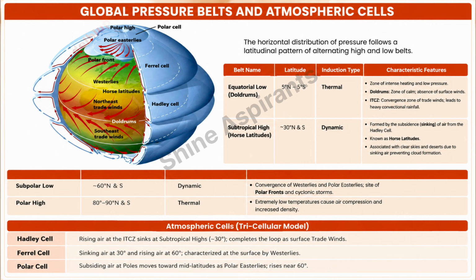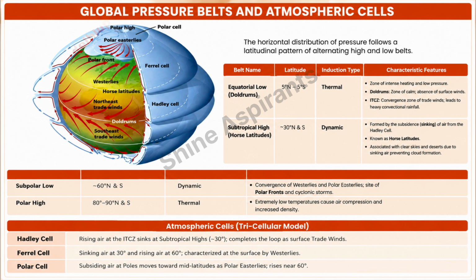Subtropical high, horse latitudes, around 30 degrees N and S, dynamic origin. Formed by subsidence, the sinking of air from the Hadley cell. Known as horse latitudes. Associated with clear skies and deserts due to sinking air preventing cloud formation. Example: Sahara, Arabian desert.